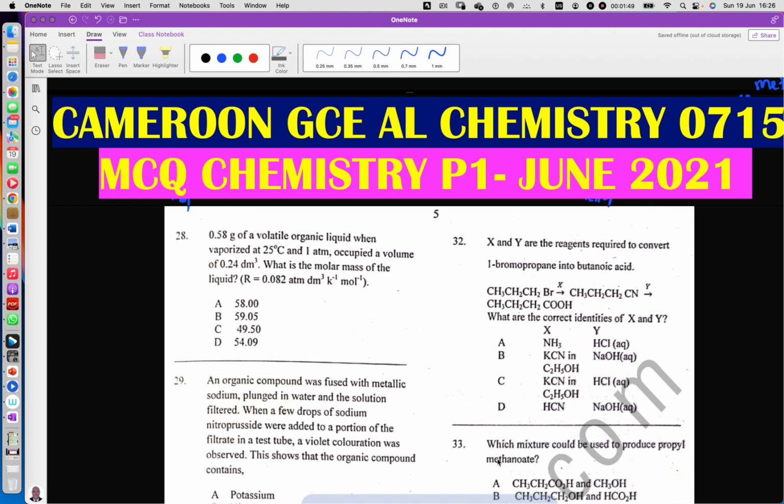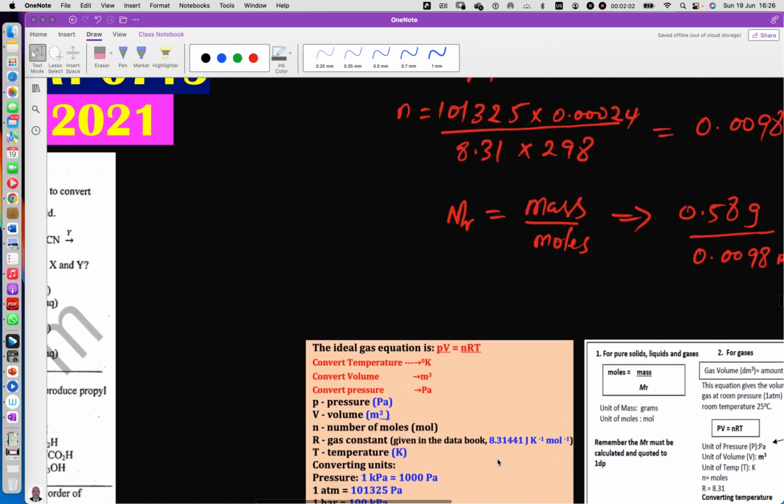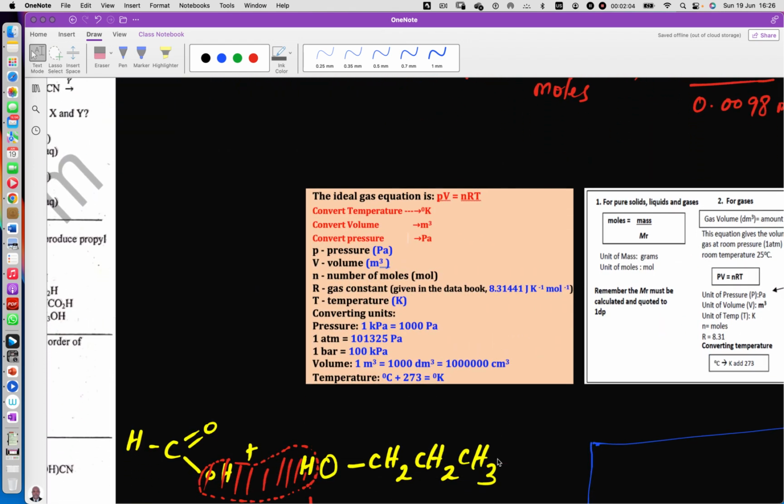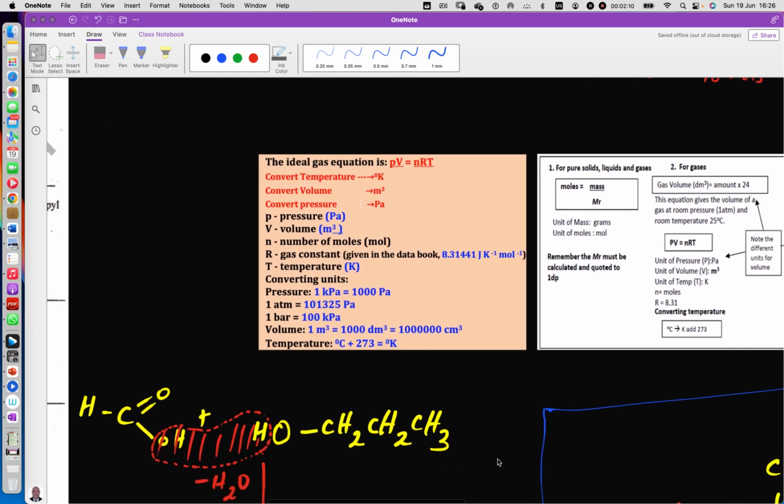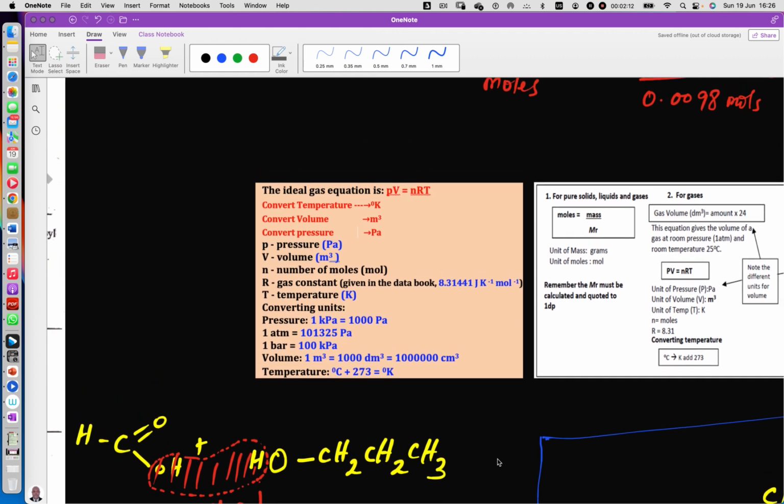Now, what you do with this type of question is that there are two methods. Either you do the conversion or you use the values and convert only a few of them. For instance, you have to use the ideal gas equation, which is PV equals nRT. And here, the conversion you are going to do is you have to convert the temperature to Kelvin, the volume to m cube, the pressure to Pascal, and you also have to convert the gas constant.